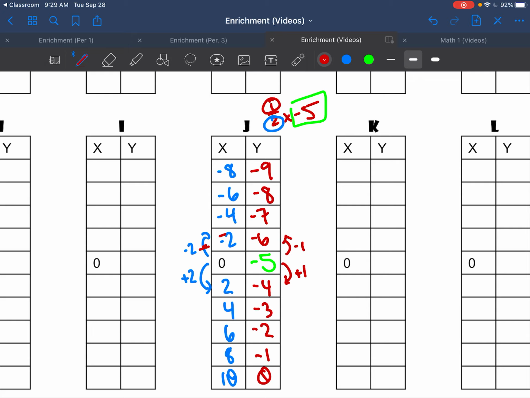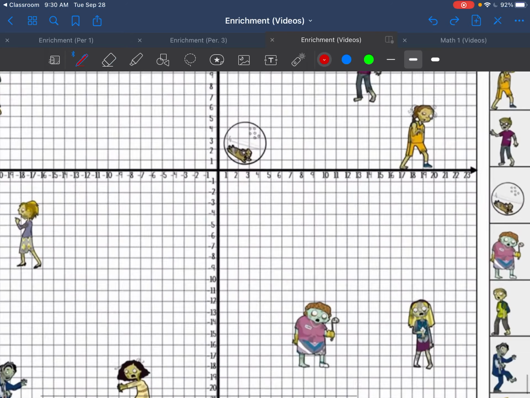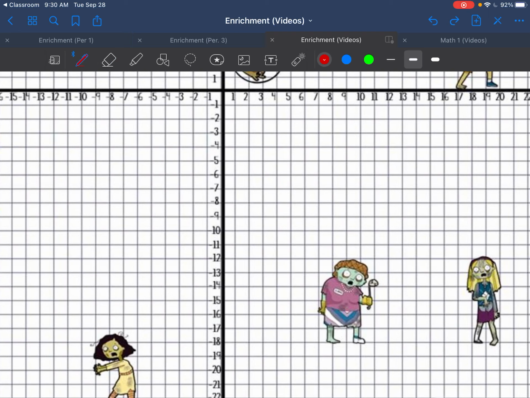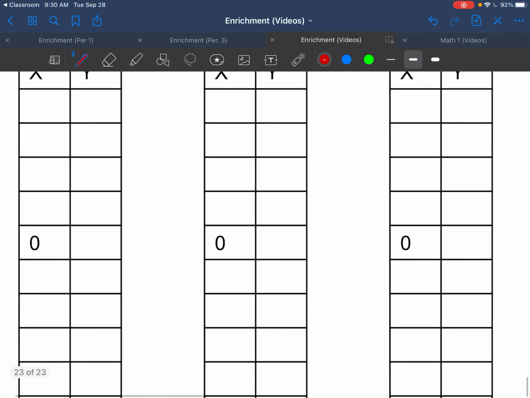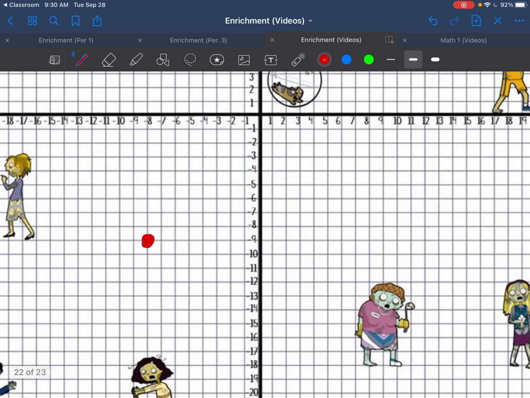So our first number here is -8, -9. Okay, so keep that in mind, -8, -9. Starting at my origin, I go to -8, drop down to -9, which is right here. So I'm going to plot a dot. Then I had -6, -8. Well, that goes right here.